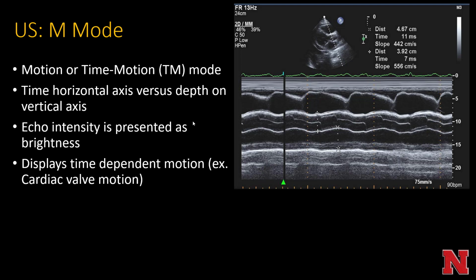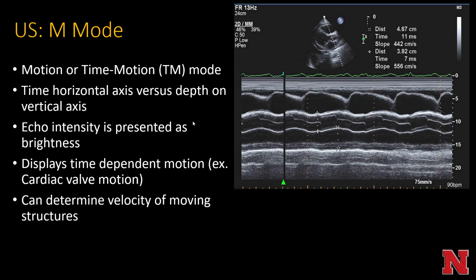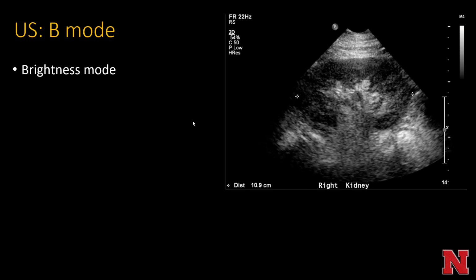And again, we don't really use M mode that much in radiology, but in cardiology for heart echocardiography, looking at cardiac valve motion is an example of M mode ultrasound used frequently in that application. You can determine velocity of moving structures, and if you know the velocity across like a heart valve, you can calculate cross-sectional area and estimate pressures, speeds, stenoses, that kind of thing.